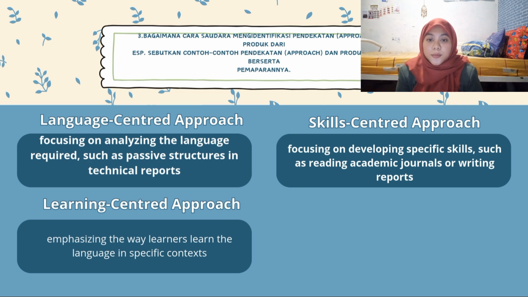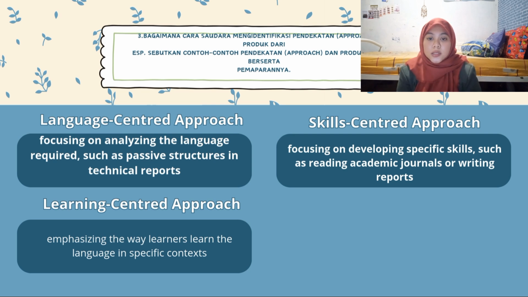ESP approach and product are identified through a needs analysis that focuses on the specific needs of learners. This process involves identifying the purpose of communication, the context of language use, and the relevant language forms. ESP uses a language-centered approach, focusing on analyzing the language required, such as passive structures in technical reports; a skill-centered approach, focusing on developing specific skills such as reading academic journals or writing reports; and a learning-centered approach, emphasizing the way learners learn the language in specific contexts.